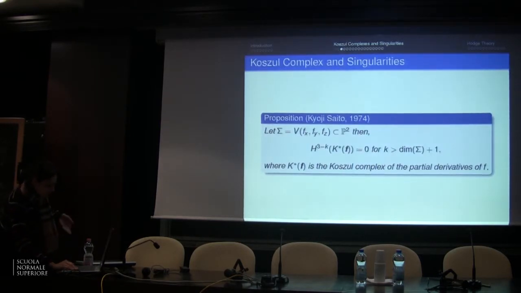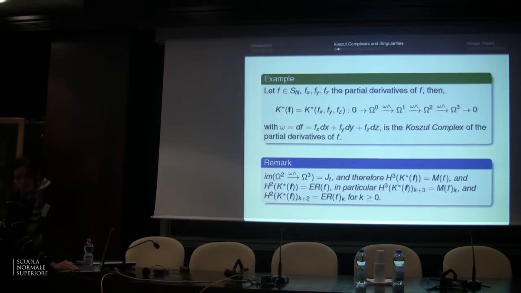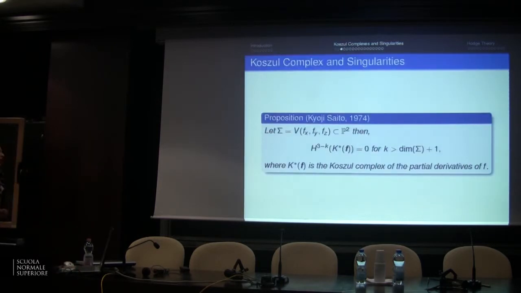Now, how is the Koszul complex related to the singularities of C? We saw that the Koszul complex is related to the Milnor algebra, but we didn't see why it's related to the singularities. So the study began with Kyoji Saito in 1934. We looked at the singular part of the curve.